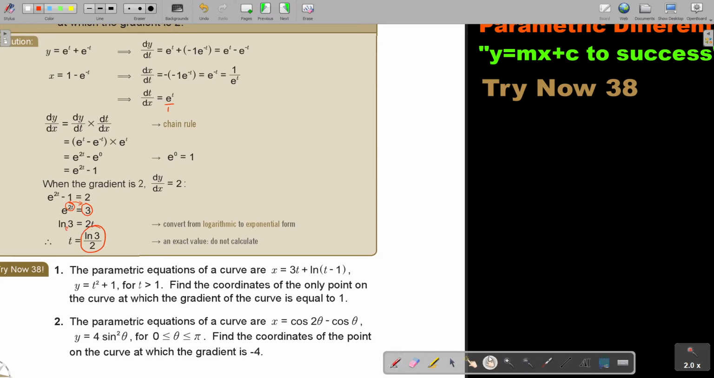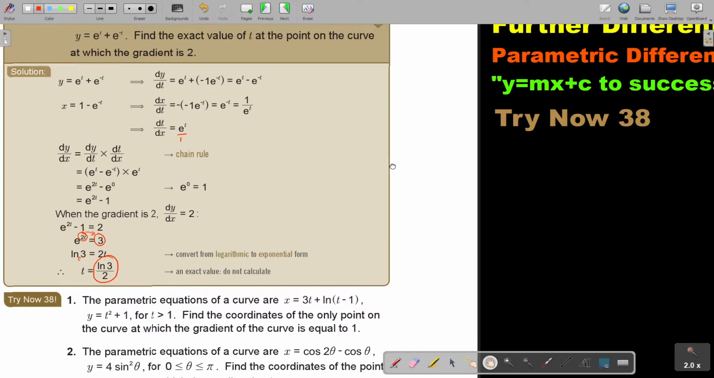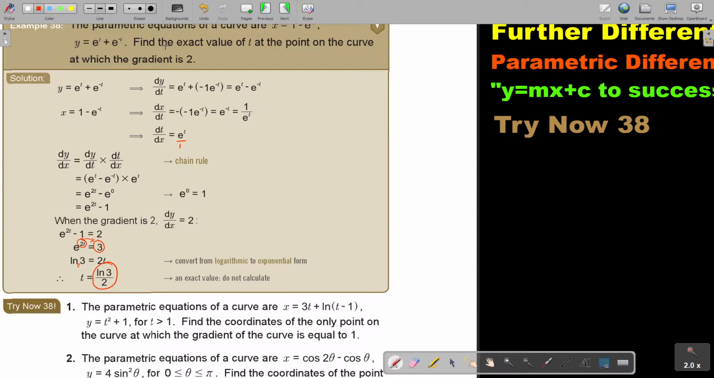I don't use a calculator, I just want to see if they say the exact. Usually if they say find the exact value, then it means leave it like that. Don't approximate it. Don't press it on the calculator, because that would be an approximated value. So exact, do not calculate, leave it like that.